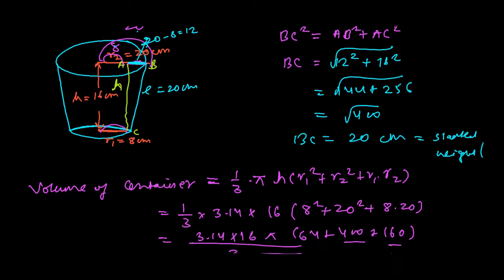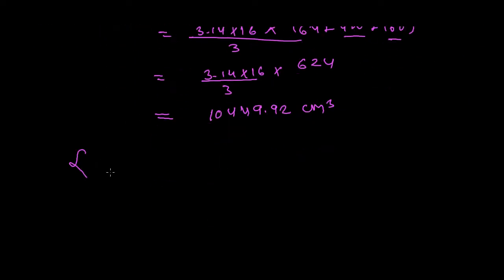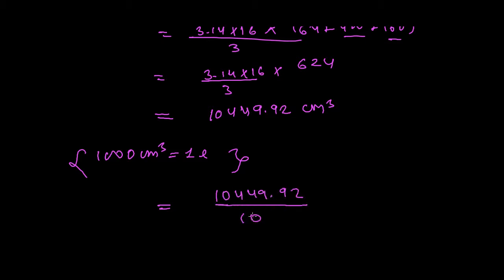We got the volume, and everybody knows one thing: because here we are going to put the milk, we need to convert the centimeter cube into liter, and we know that 1000 centimeter cube equals 1 liter. So in place of 1044.92 centimeter cube, I can write 1044.92 divided by 1000, and it will now be liter. So it's going to be 10.445 liter, right? It's 9, so I can remove this.